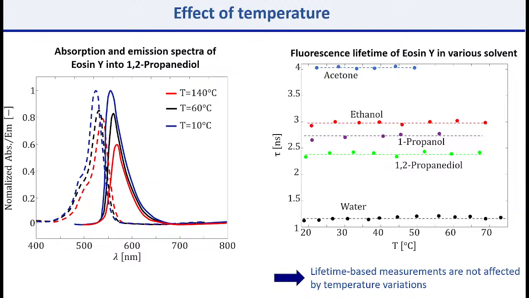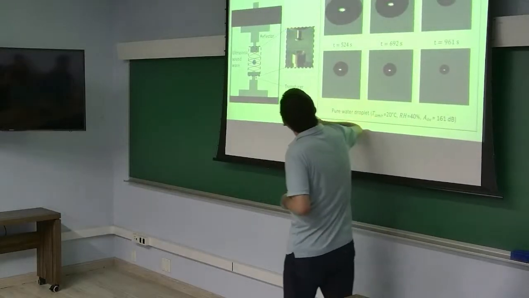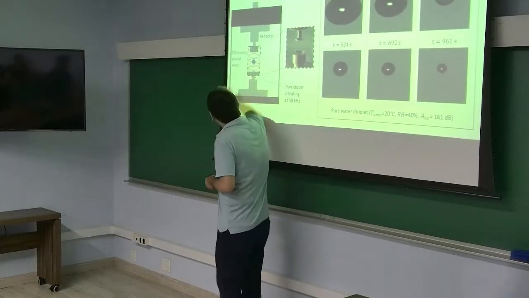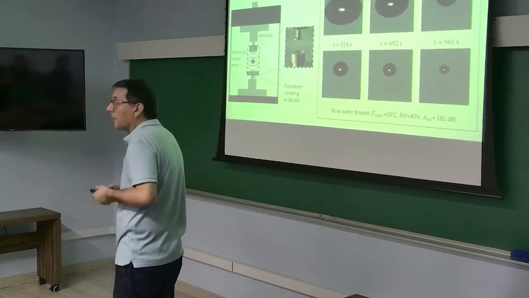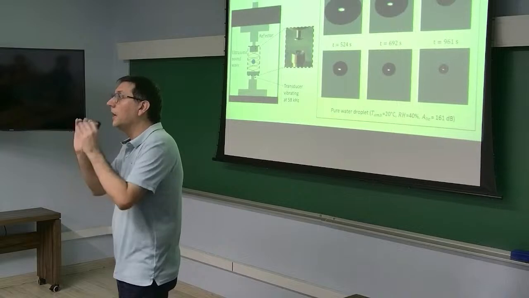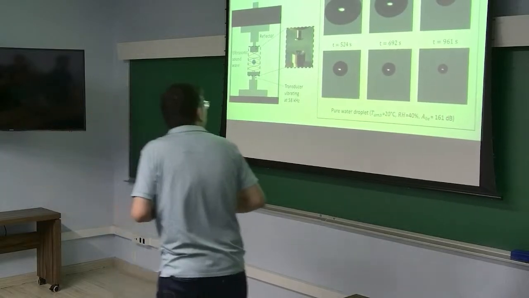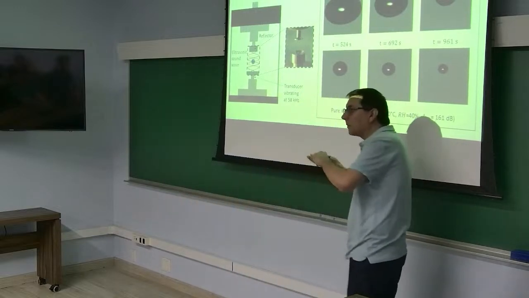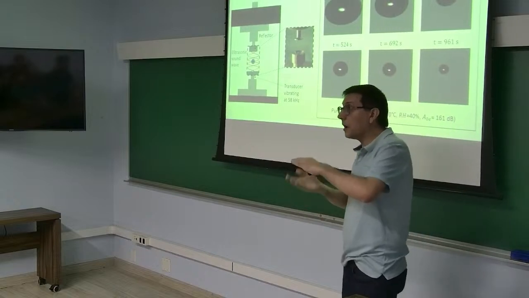And so we use this idea, and to validate the methods, we study the evaporation of droplets in an acoustic levitation. So the droplets are levitating thanks to ultrasonic sound waves. So there is an acoustic pressure exerted on the droplets, and this pressure has the effect to counteract the gravity, but at the same time, it changes the shape of the droplets, which are flattened.